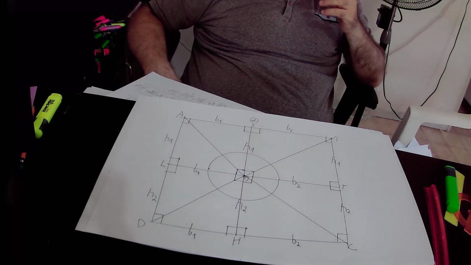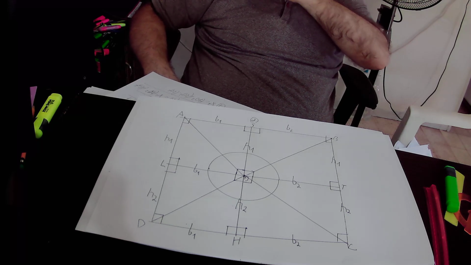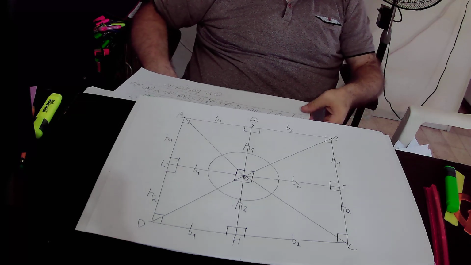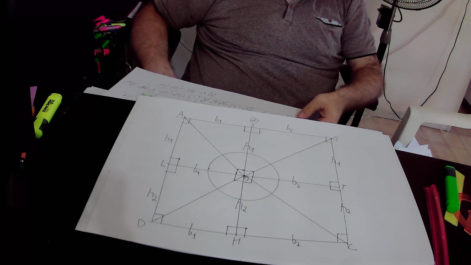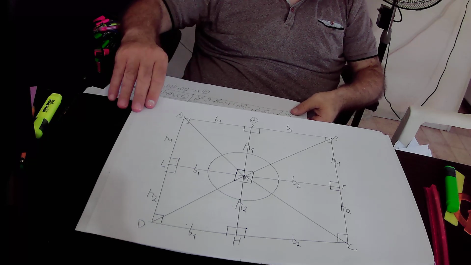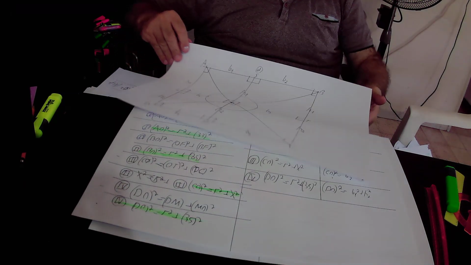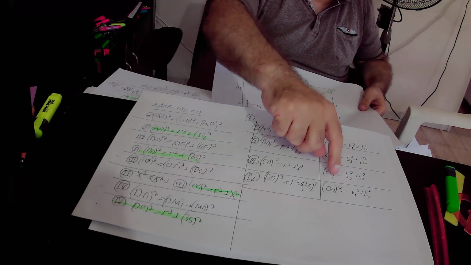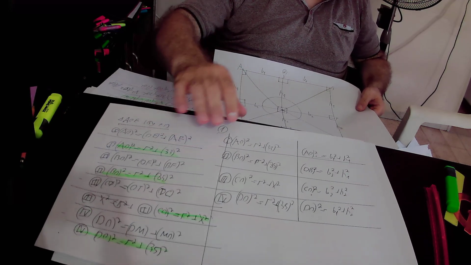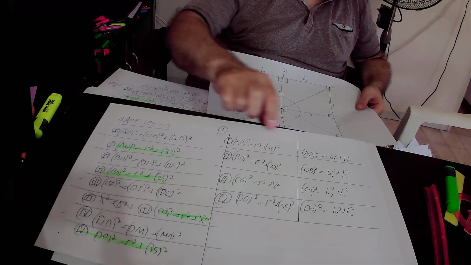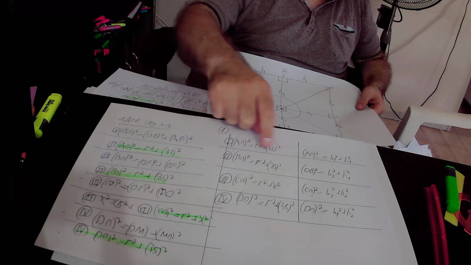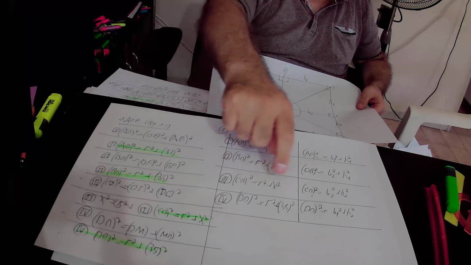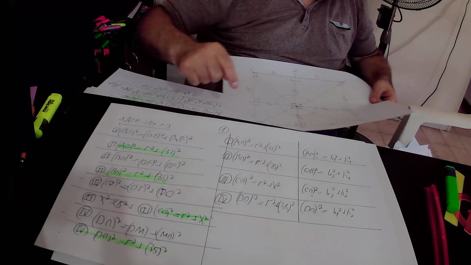So we implemented four times the Pythagoras theorem on those four right triangles, and in this way we actually created another four equations. Those are the four equations that we created here. So we have two different expressions for AO square, two different expressions for BO square, two different expressions for CO square, and also two different expressions for DO square.